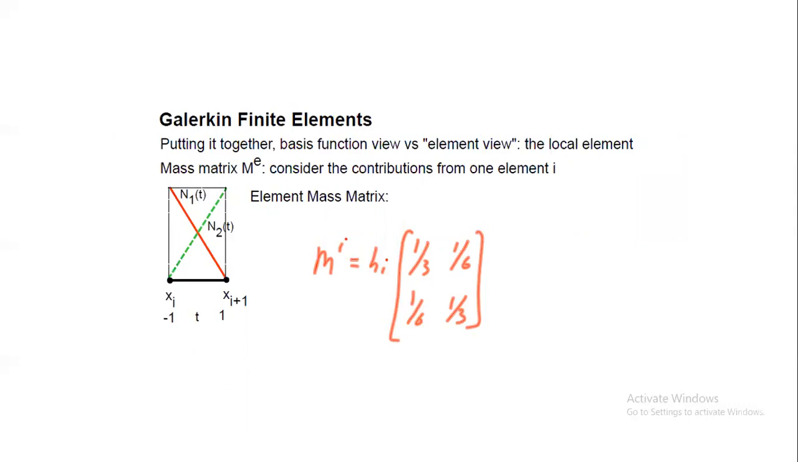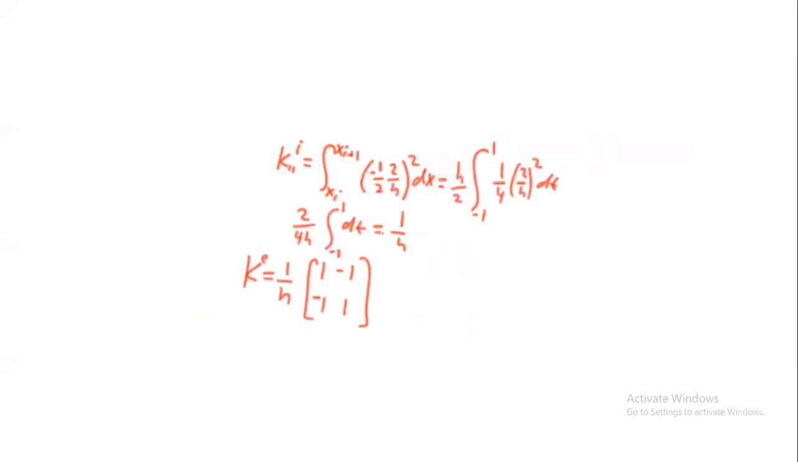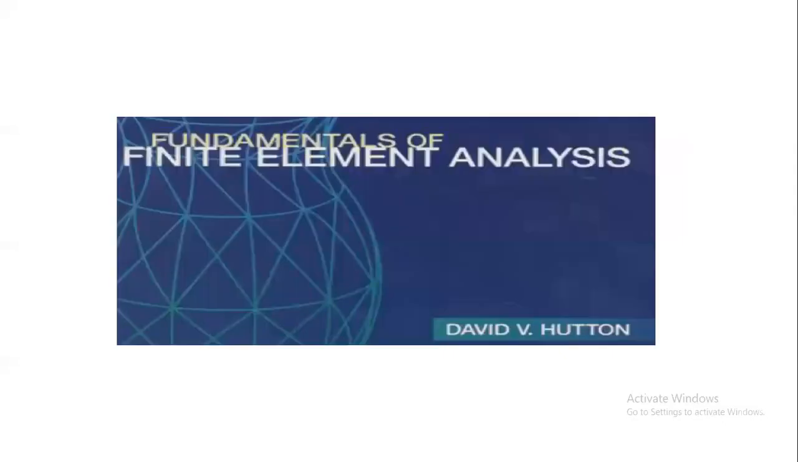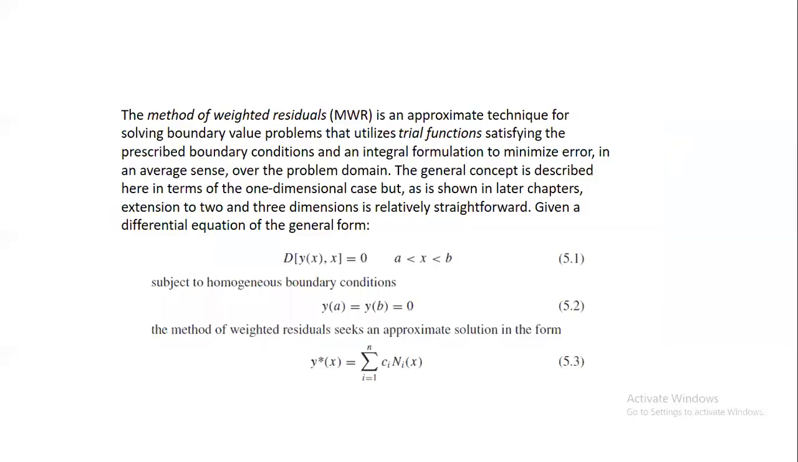So the correct answer for the other components of the mass matrix is given here. You can compare your assignment with this answer, and similarly you can obtain the stiffness matrix. Okay, now today's lecture is based on two examples taken from this book, Fundamentals of Finite Element Analysis by David Hutton. And the lecture notes provided in this book are very nice, very helpful, and very easy to understand. Okay, so let us go through it together.